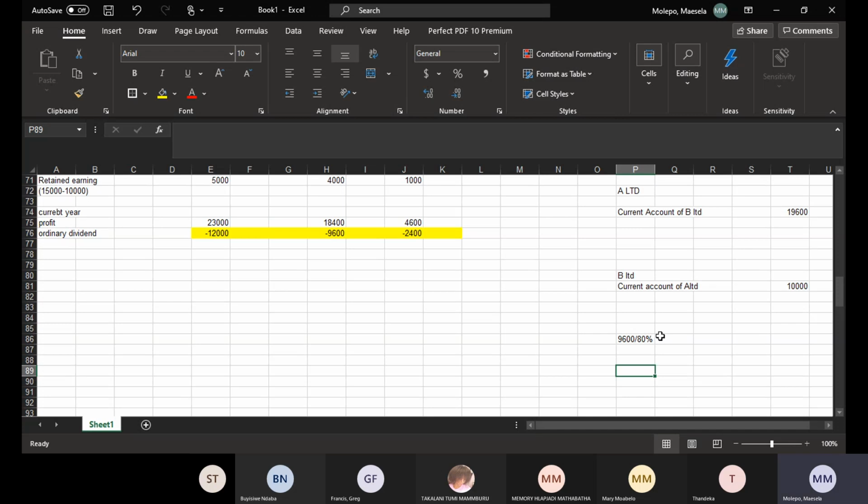Now I want to make it have a credit balance of 9.6 so that I can reduce it to be equal to the same 10,000 that I have in his books. So the 9.6 will be utilized to cancel that deficit of 9,600 from the current account of A Limited. That's why the narration is a transfer of the relevant share of dividend due by B Limited to the current account of A Limited. So does that generally make sense?